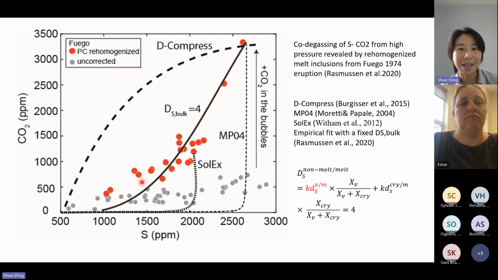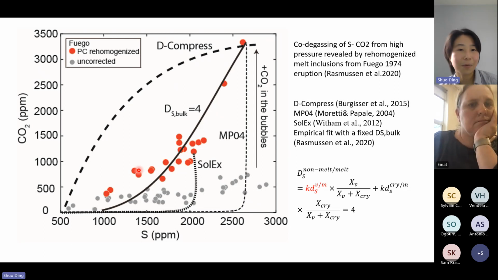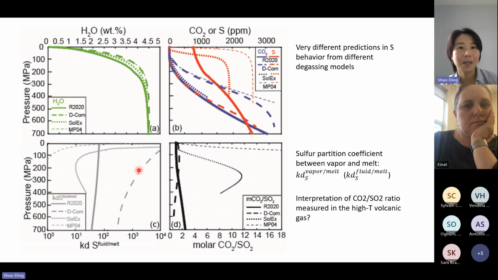The solid line is an empirical model, basically an empirical fit. That really motivated some of us to develop a different sulfur degassing model that can reproduce the melt inclusion data here.